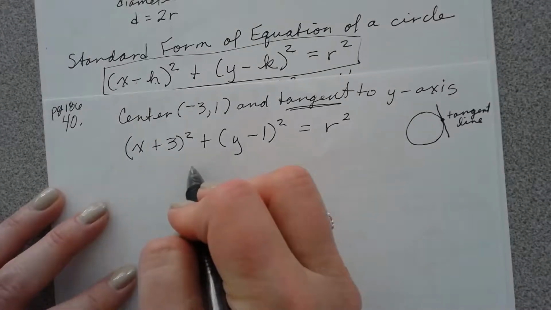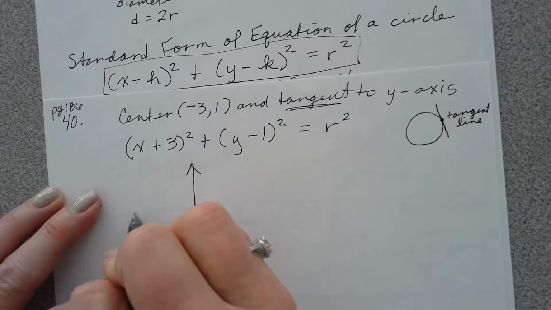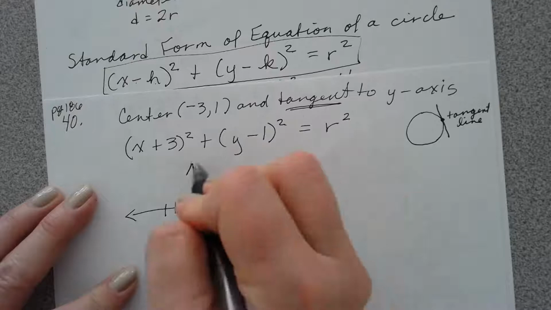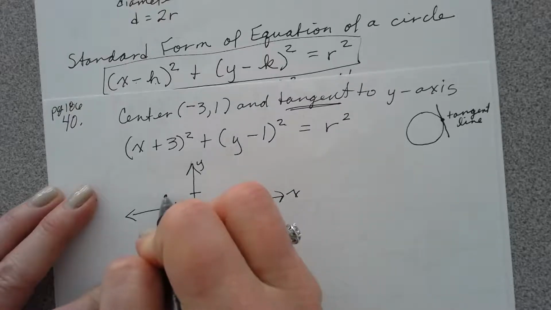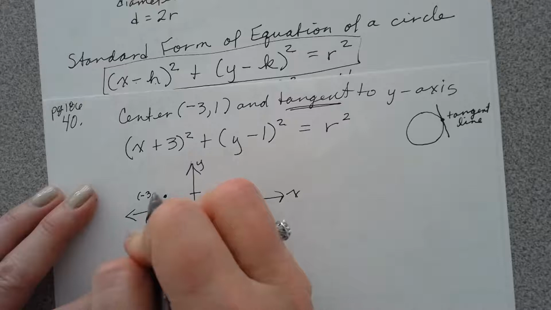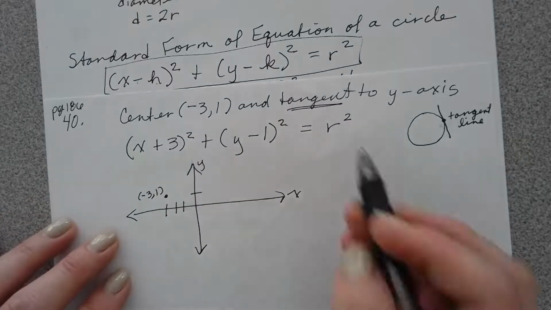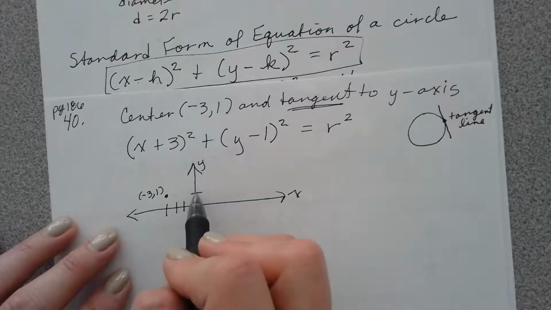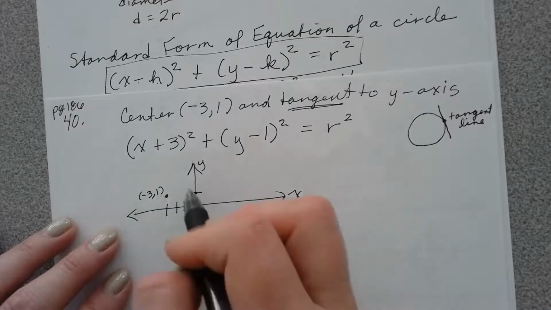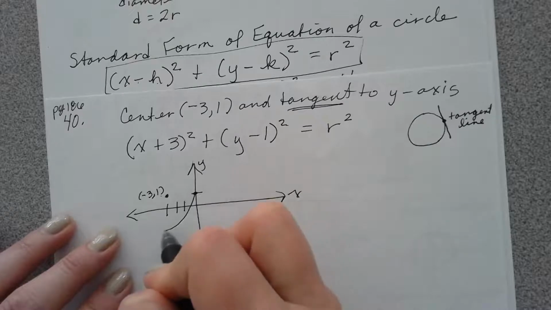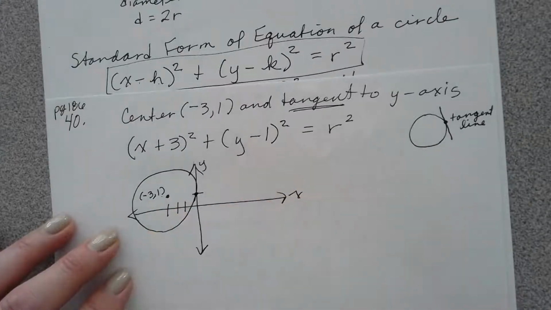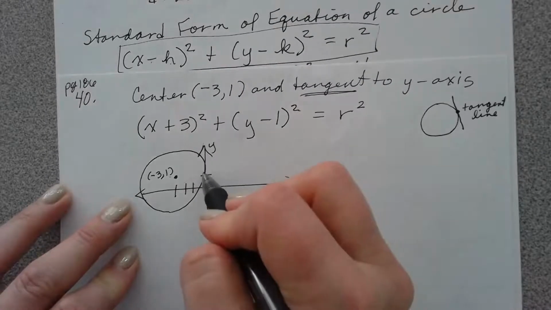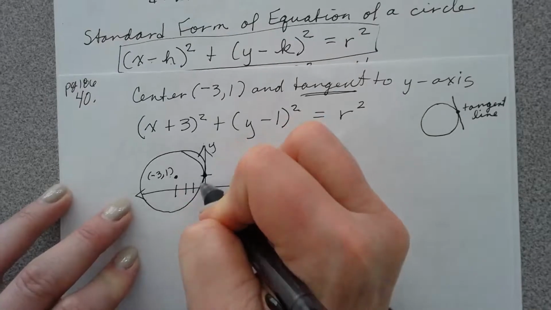So if I graph the center, -3 and then up 1, okay, (-3, 1) is the center, and then it says this circle is tangent to the y-axis. So that means it's only going to touch the y-axis in 1 point. So this circle is going to look something like this. Well, it's not a very good circle, but use your imagination. Okay, so pretend it only touches in this point. It should come down a little more like that, maybe.